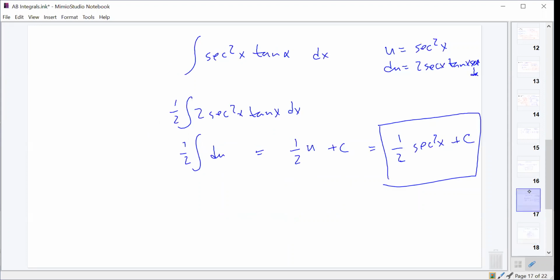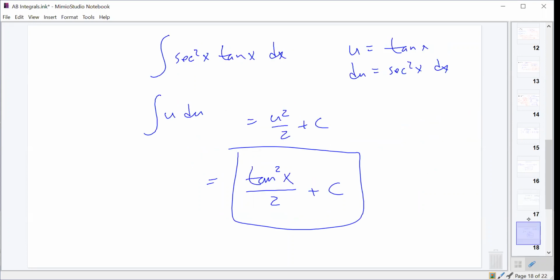Tangent squared x over 2 and secant squared x over 2 are not the same thing, are they? I mean, if secant squared x over 2 and tangent squared x over 2 were the same thing, that would mean that secant and tangent were the same thing, and they are definitely not. Would you agree? Yeah. So what's the difference between these things then?